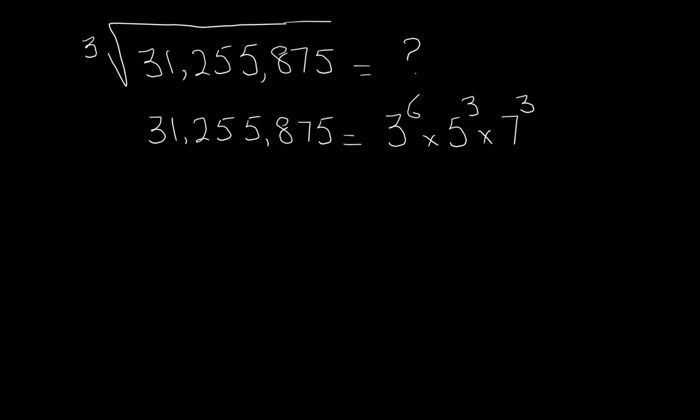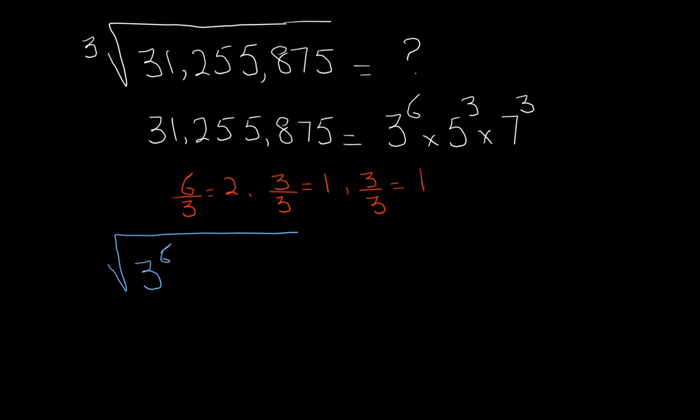Now note, I want to find a number such that when I multiply it by itself 3 times, I get this large number. So clearly, what I'm going to do is divide 6 by 3 and I'll get 2, and I'll divide 3 by 3 and I'll get 1, and for 7 also I'll divide 3 by 3 and I'll get 1.